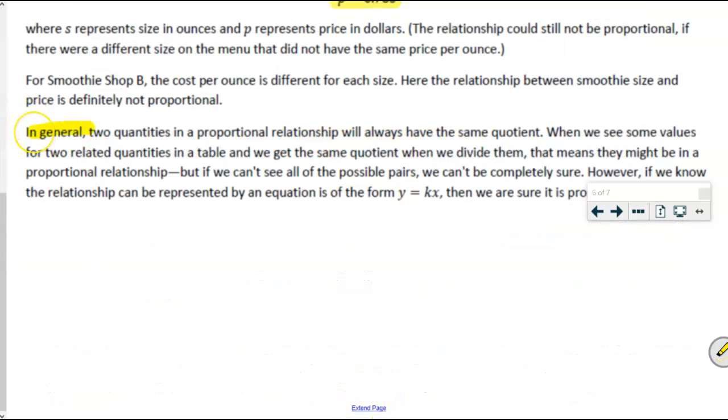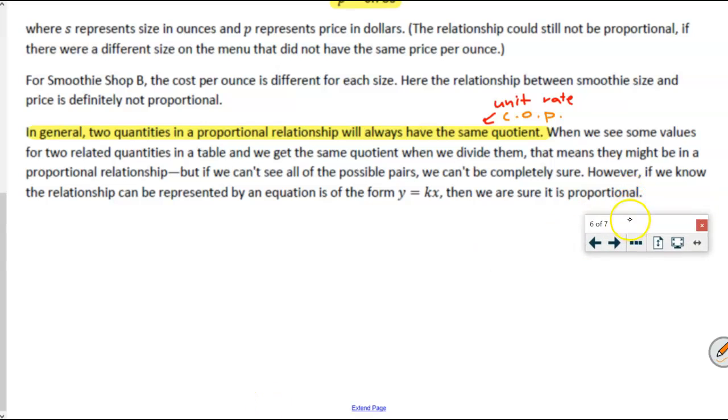In general, 2 quantities in a proportional relationship will always have the same quotient. Why do they always have the same quotient? Because they always have the same unit rate, or they have the same constant of proportionality. When we see some values for 2 related quantities in a table and we get the same quotient when we divide them, that means they might be in a proportional relationship.